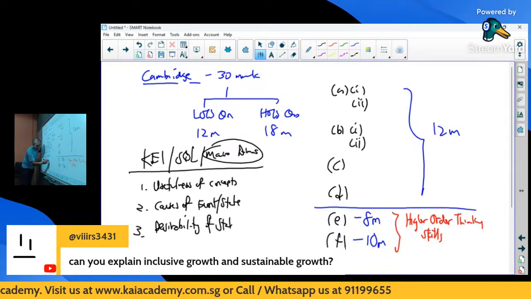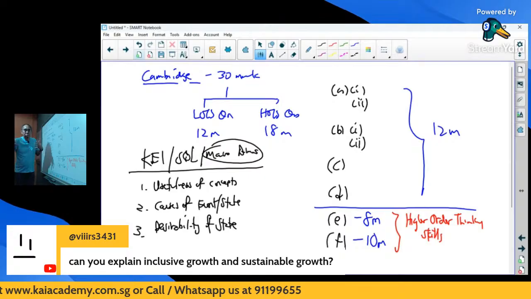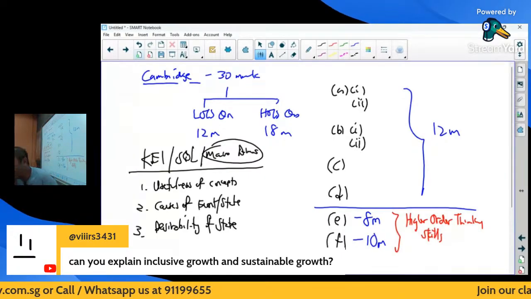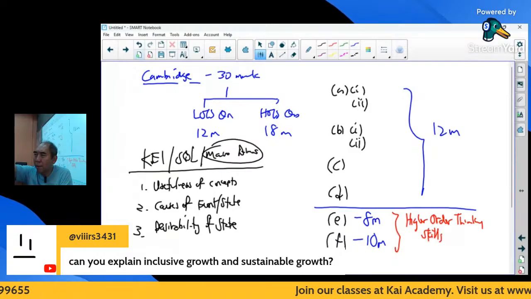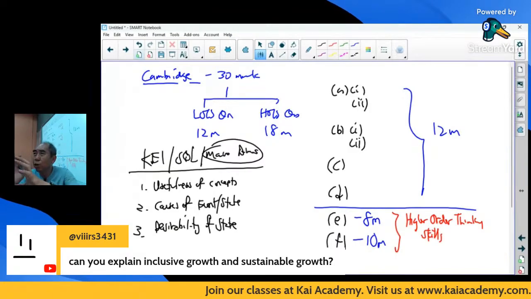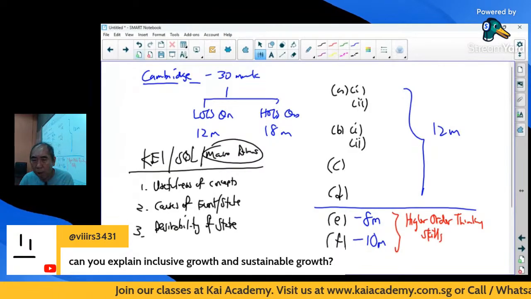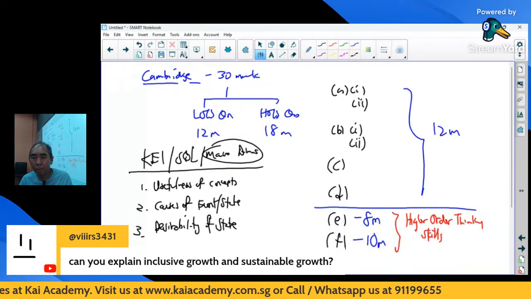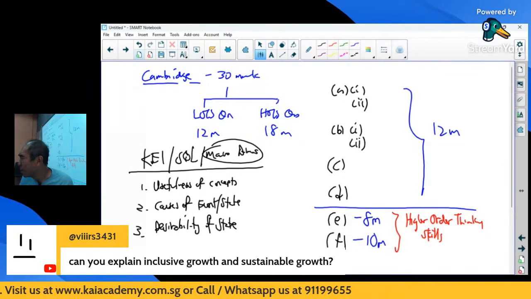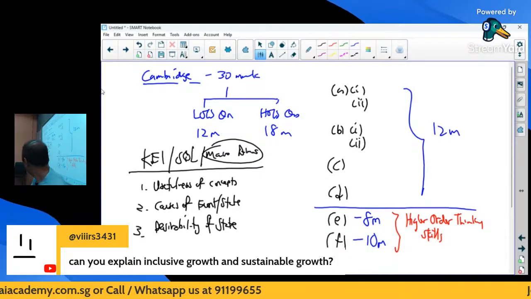So the desirability of state question will be, if there were two macro aims, let's say in the extracts, they talk about the need to balance between price stability and employment. Which aim is more important for a government to achieve, in your opinion? Then that will be something they can also test.